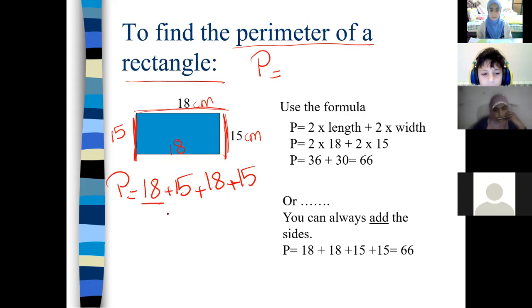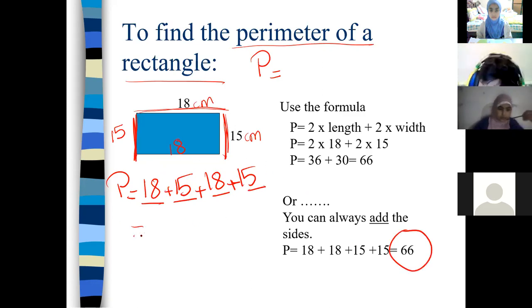The first side is 18 centimeters. The second one is 15, then 18, and 15. I will add them all. The answer will be 66. This is the first way. Okay? This is the first way.